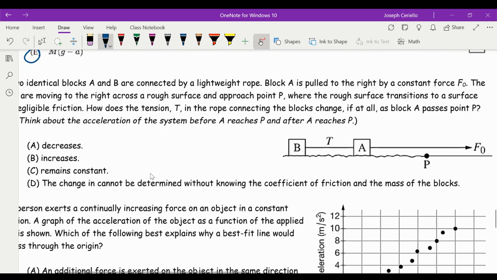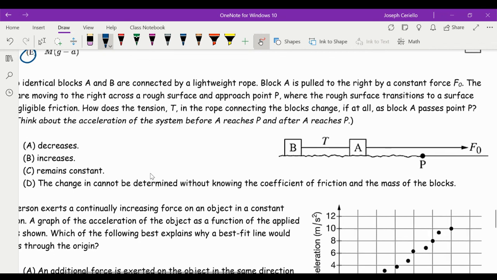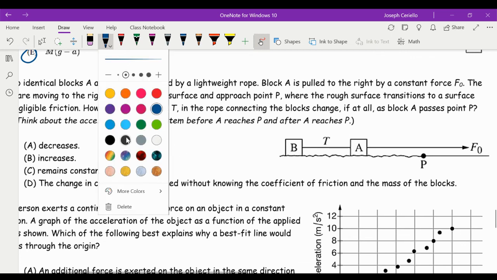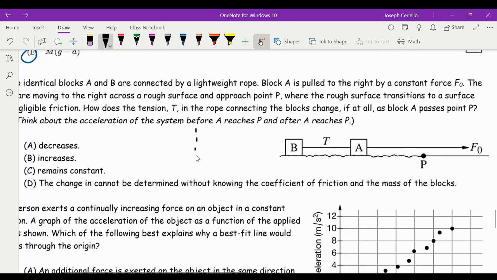For this one here, this is more of a concept question, and treating this as a system can be really useful. Think about the net external force on the system before A crosses P. Okay, so I'm just going to put a little line down the middle here. Think about the net external force on the system before A crosses P. Your forces are going to be F0 minus the friction acting on A minus the friction acting on B.